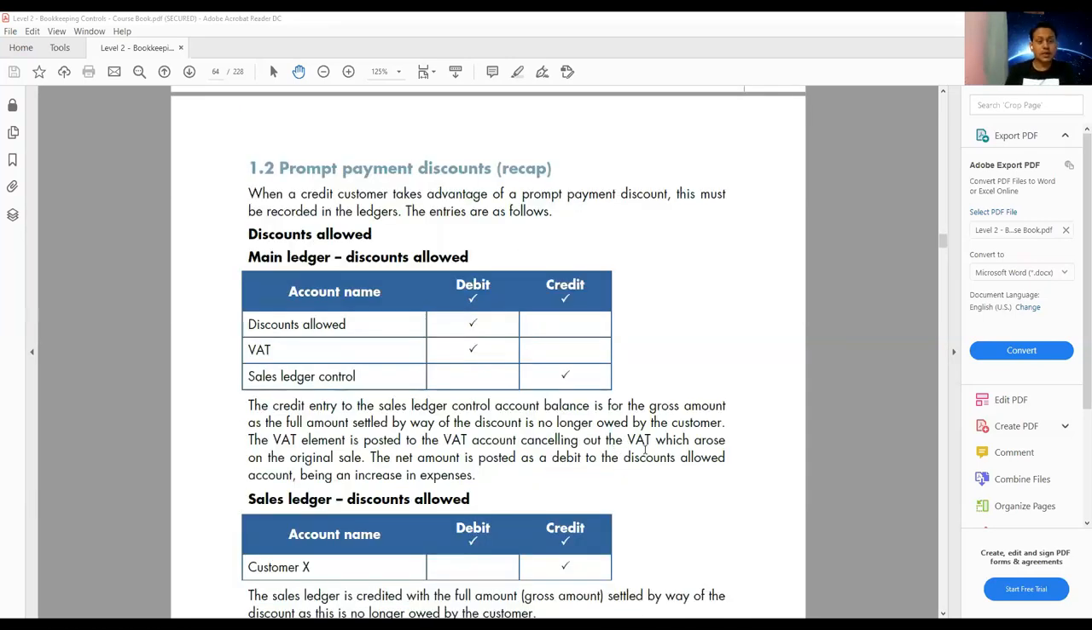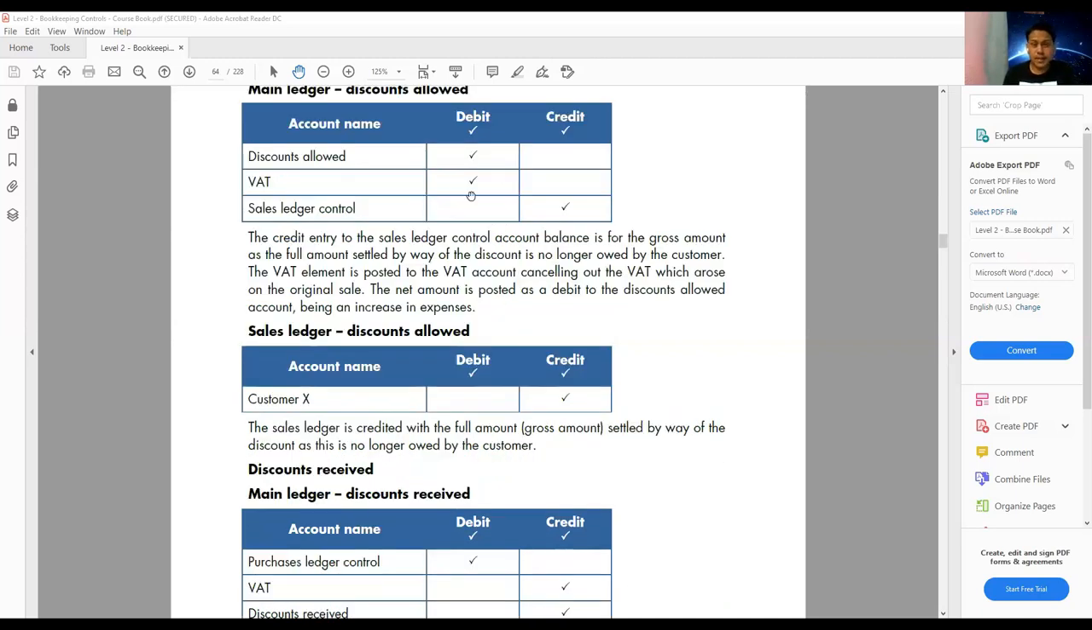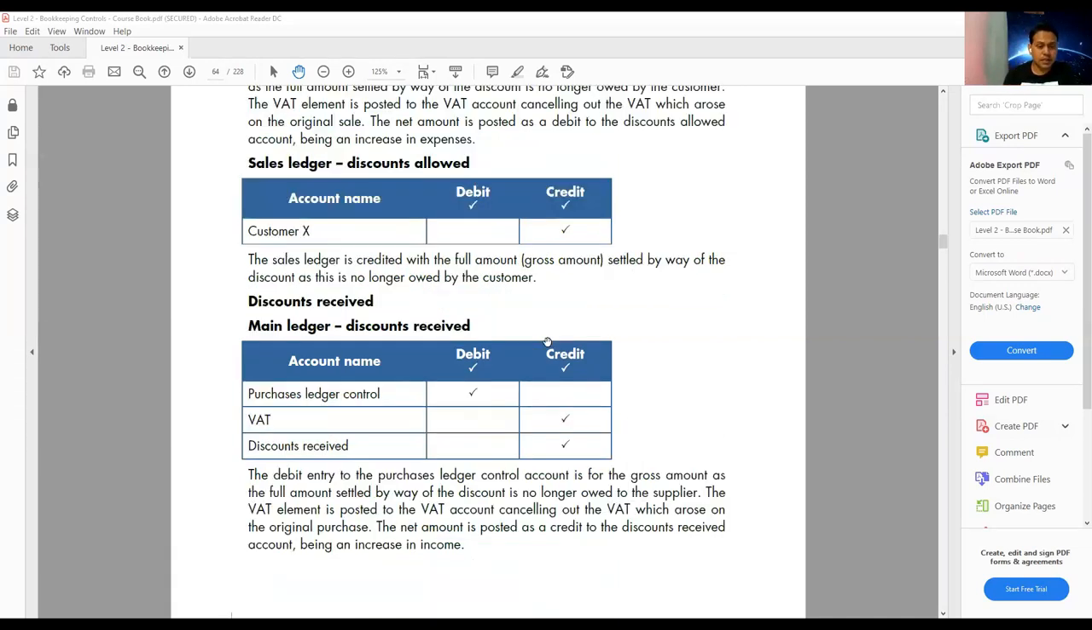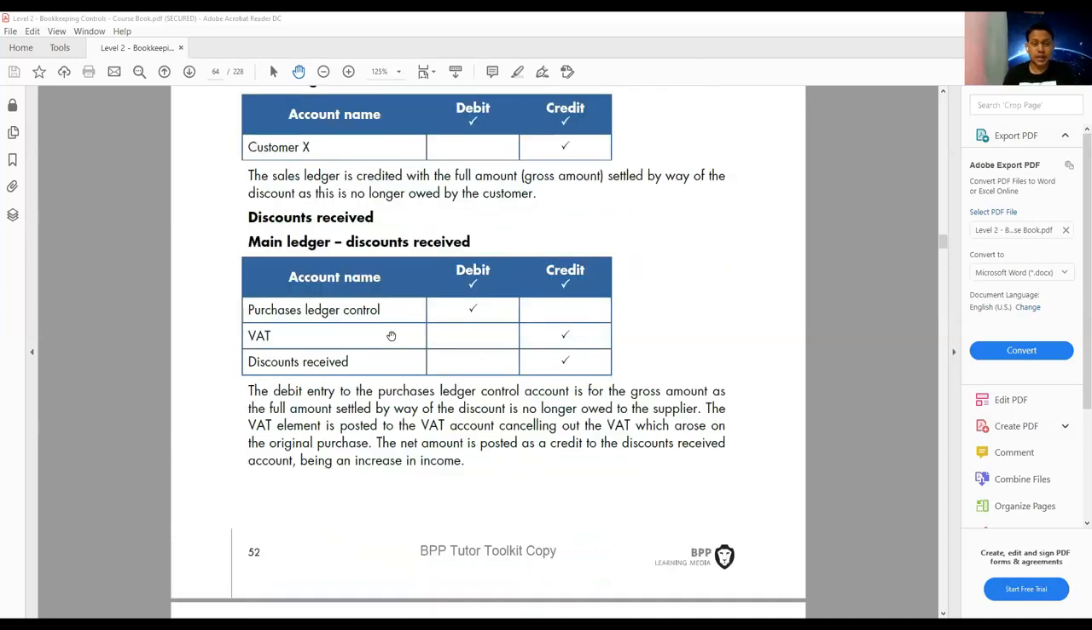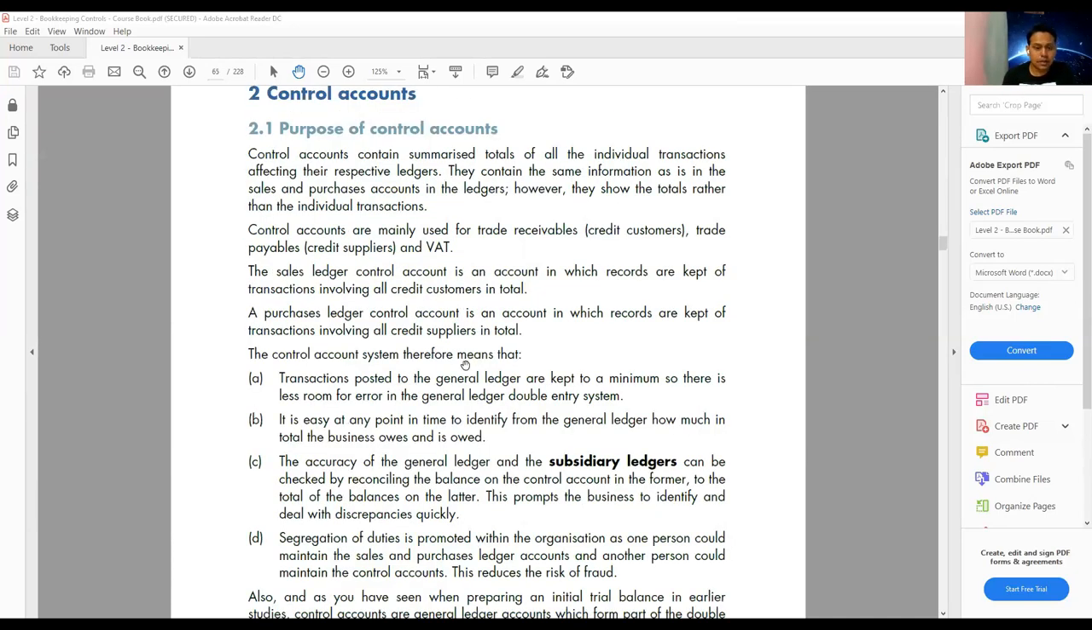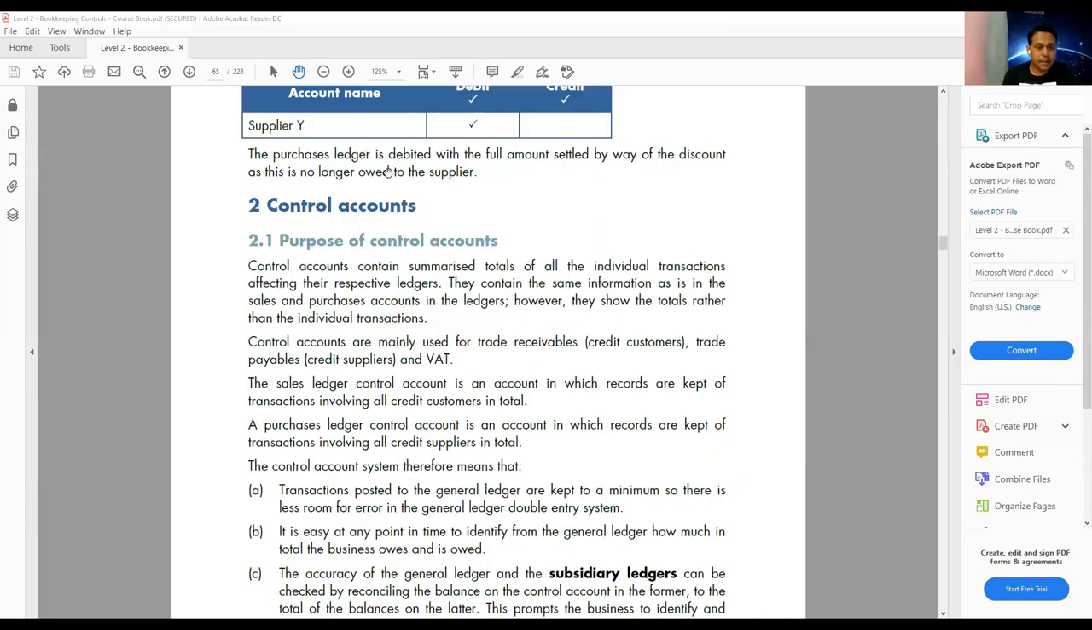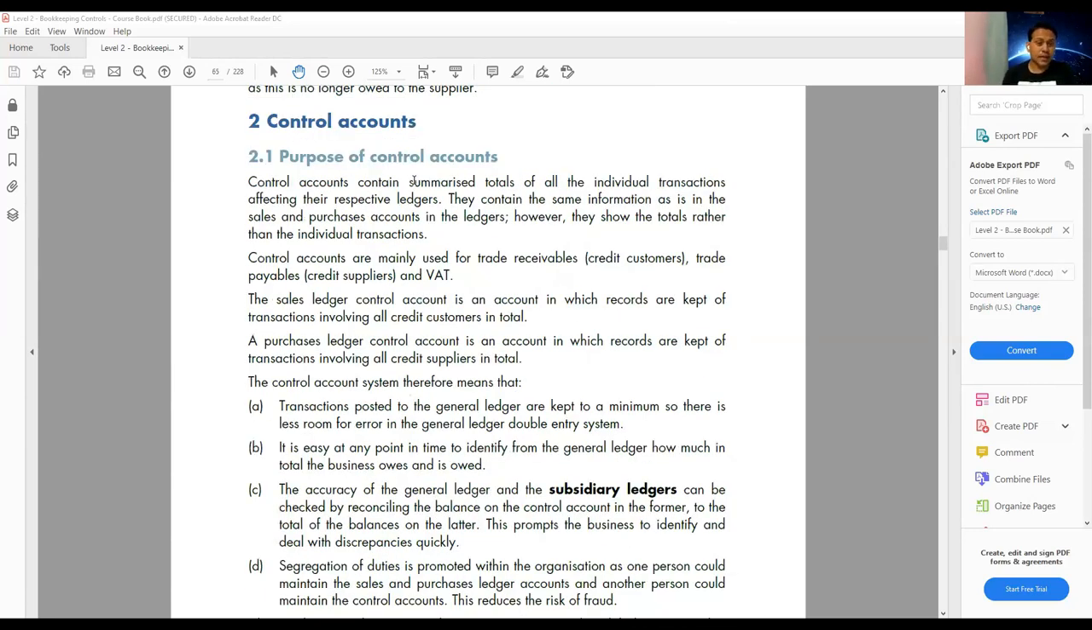All right. So this one from chapter number 9, remember from the last transaction paper, discount allowed. Discount allowed is debit, VAT is debit, sales ledger control credit. Because of the discount, your customer balance will go down. Discount received: purchase ledger control will be debit, VAT credit, discount received credit is income for you. You can read this later on. Then the purpose of control account, you can read yourself why it is important. We already discussed that, but you can read more to understand more.